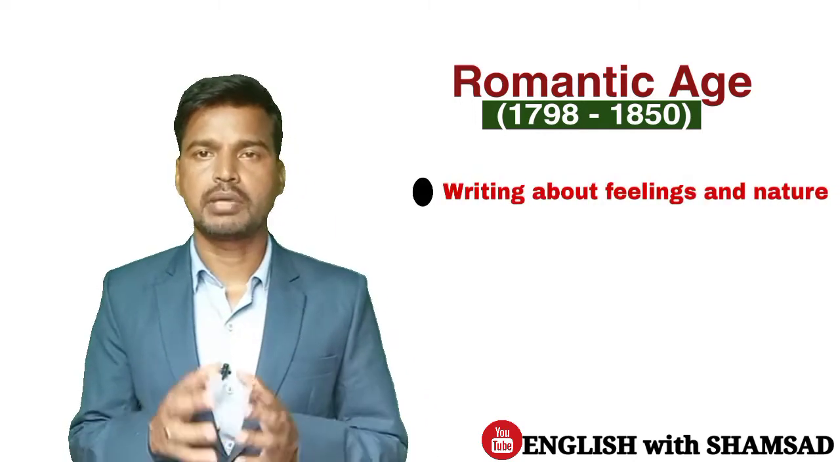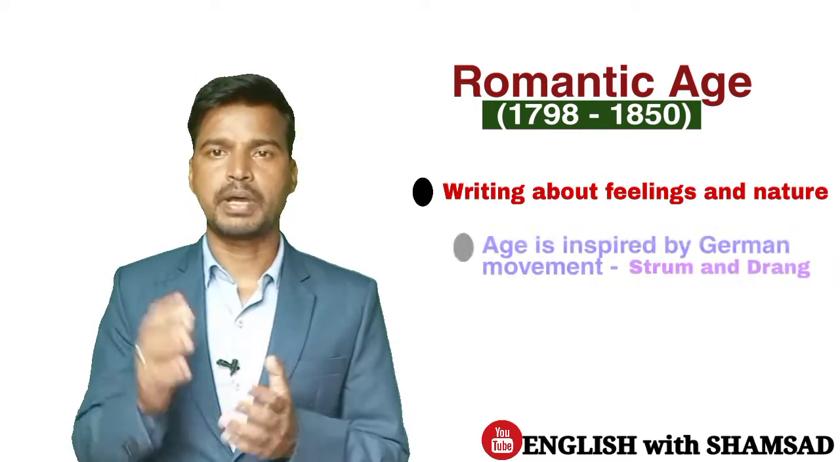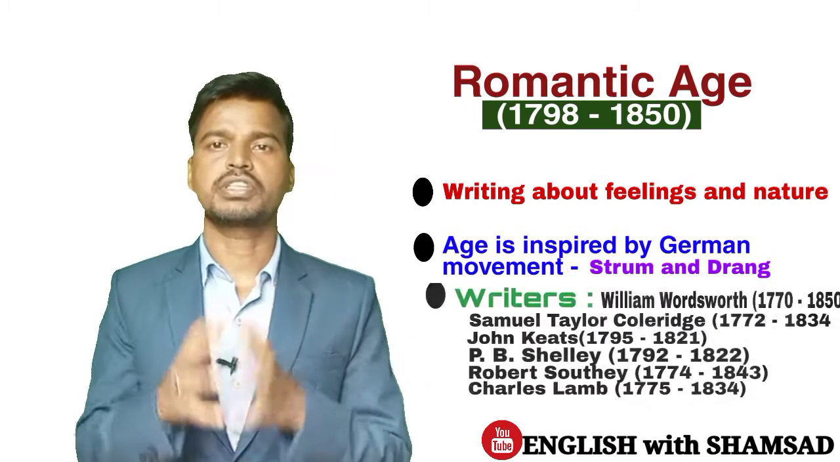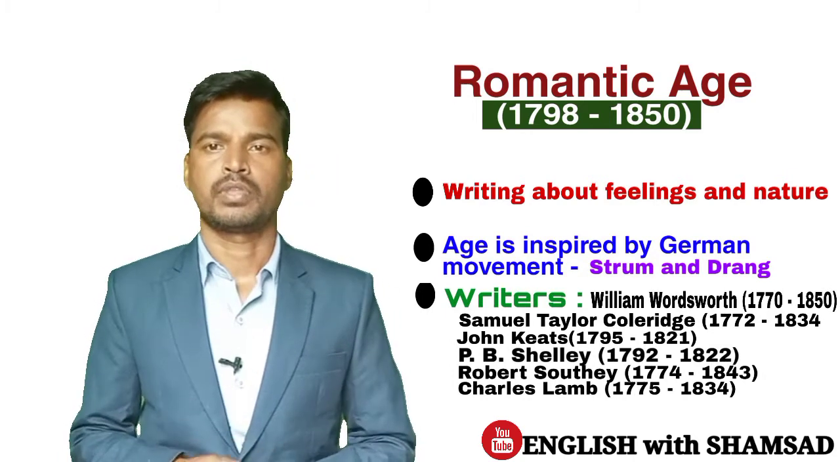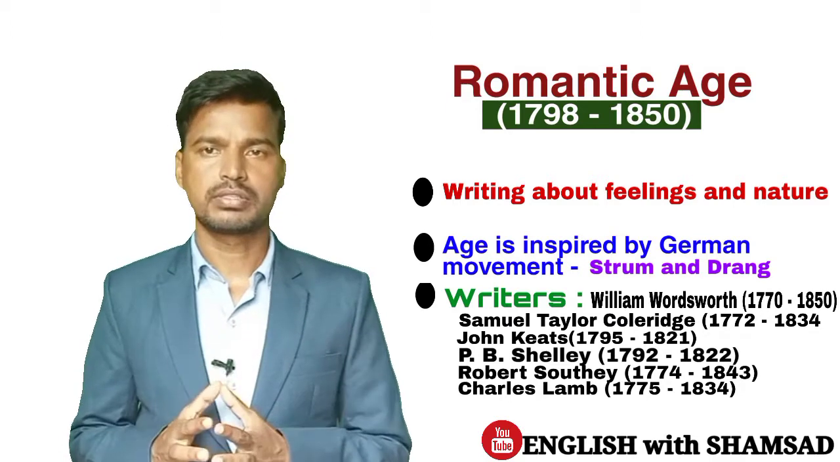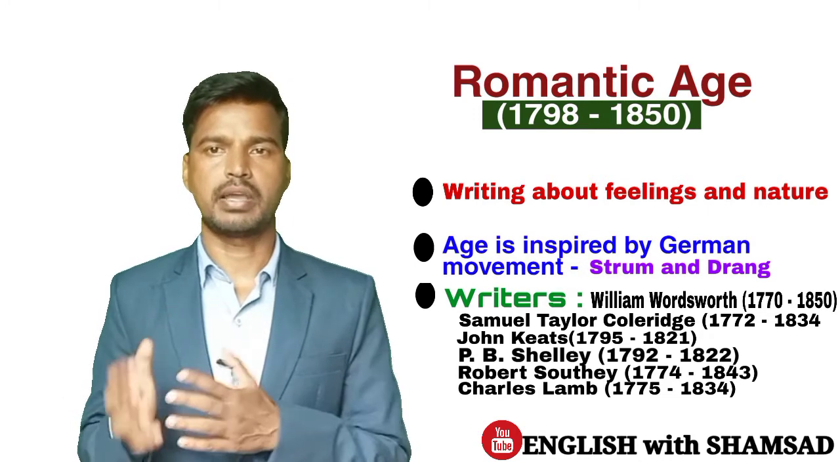Next age is very important in English literature, that is Romantic age. Time duration is 1798 to 1850. This age is known for writing about nature, and this age, Romantic age, is inspired by German movement Sturm and Drang. Famous writers of this Romantic age: William Wordsworth, the father of Romanticism, Samuel Taylor Coleridge, John Keats, P.B. Shelley, Robert Southey, and Charles Lamb.